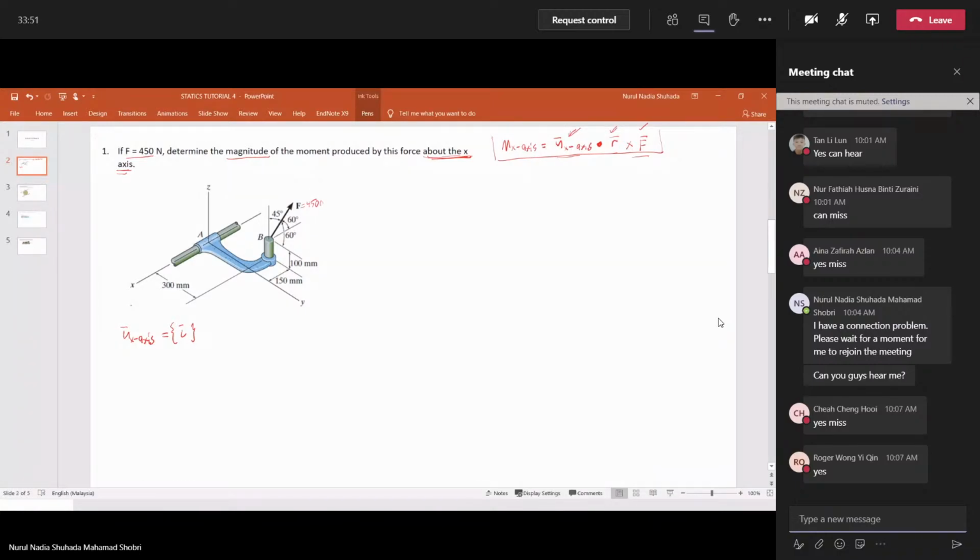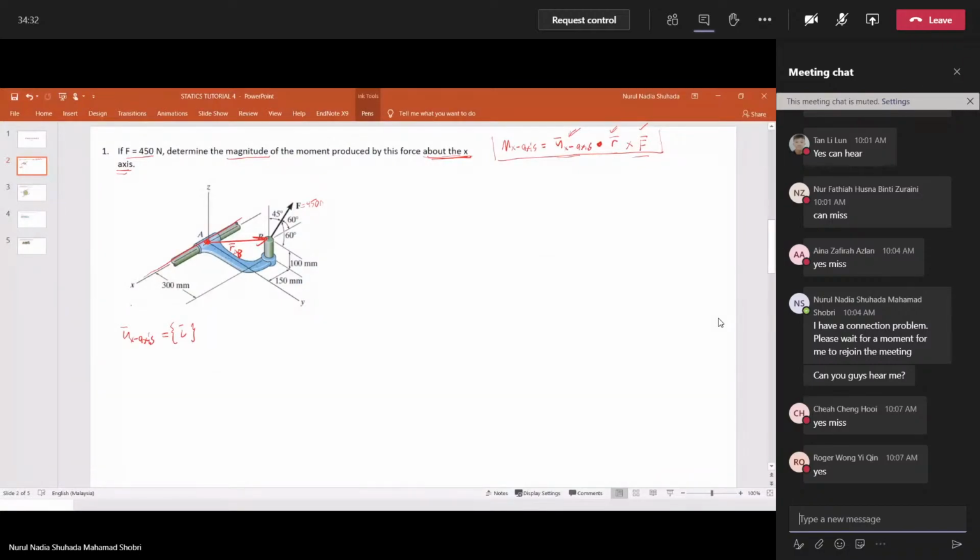So now we settle with the unit vector about the x-axis, and now we have to find the r vector. For the r vector, it can be from any point along the line of the x-axis to the point B, the coordinate that we know. In this case, the most obvious coordinate along the x-axis is A. So we can take this point to be our r AB.